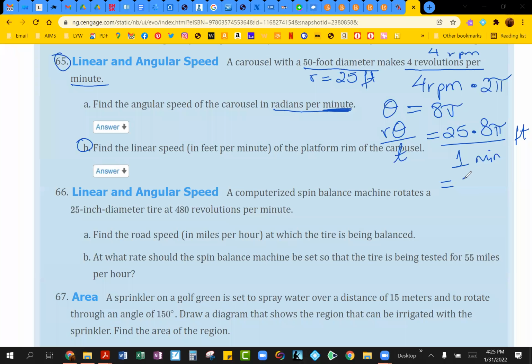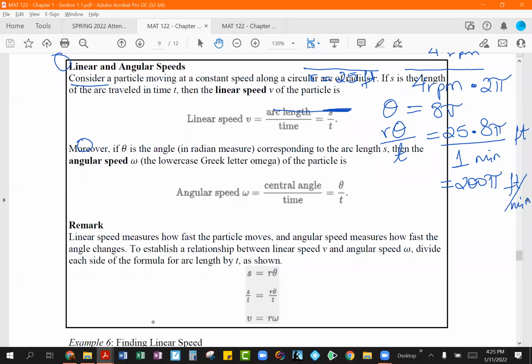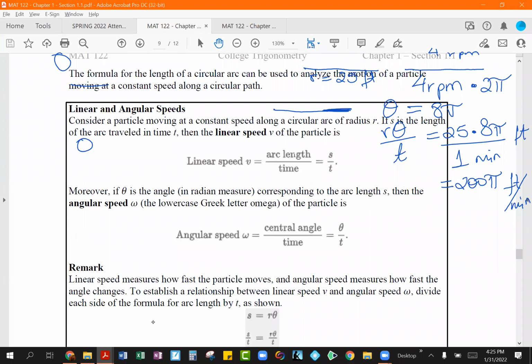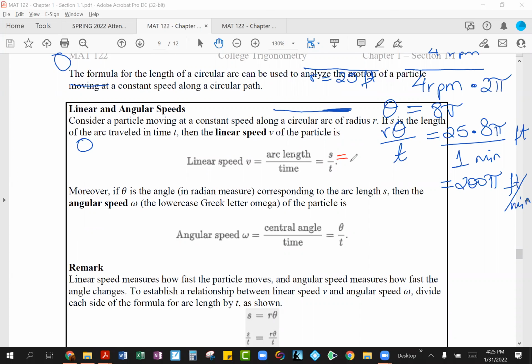So 25 times 8 pi will end up giving us, 25 times 8, of course, is 200. So that's 200 pi, and this is in feet per minute. So this is actually giving you r times theta over t. And as Lucy mentioned, I'm going to change my color, looking at the handout in the textbook now. Remember, your arc length is S equals R times theta. So that's where this formula came from, and that's what we are calculating over here: your linear speed.